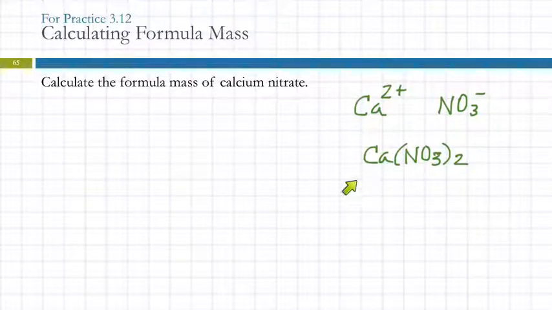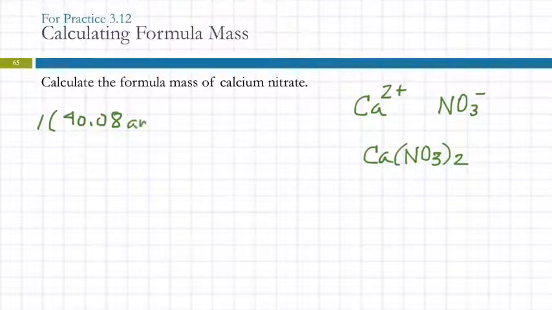Now that we have the chemical formula, we can calculate the mass. So we have 1 calcium, and calcium is what, 40? 40.08. So what's the unit when we're talking about 1 atom of calcium? AMU. So that's 40.08 atomic mass units.